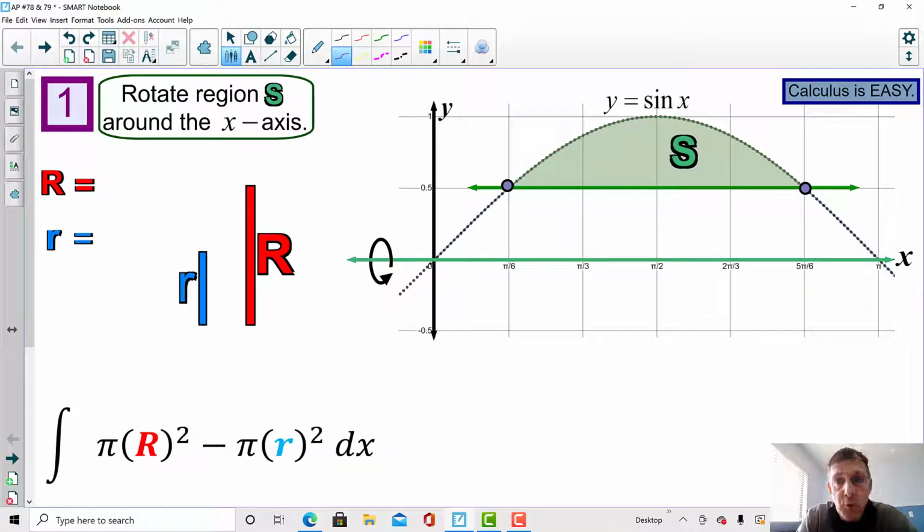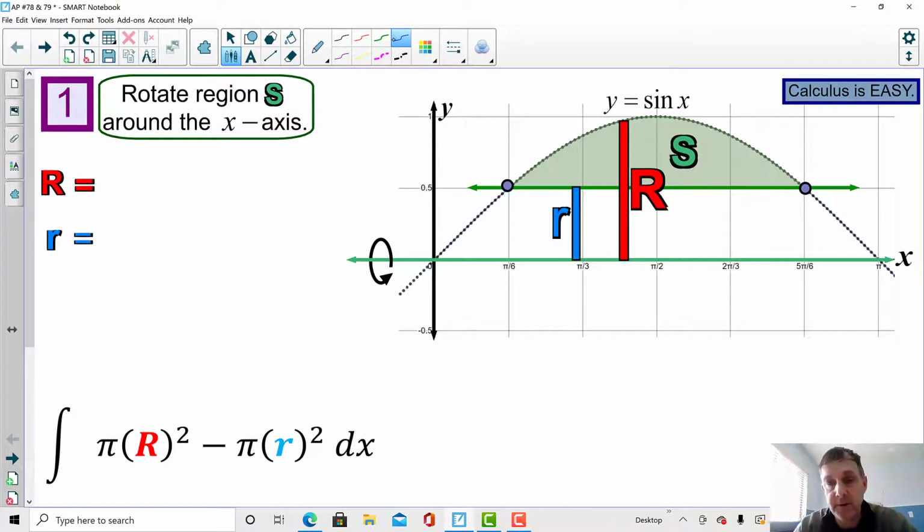All right, we're going to be doing some more examples of the washer method. For our first example, we're going to rotate region S around the x-axis. Now, if I rotate region S around the x-axis, the little radius is going to be this one here, and the big radius is going to be this one here. So let's write down what that is.